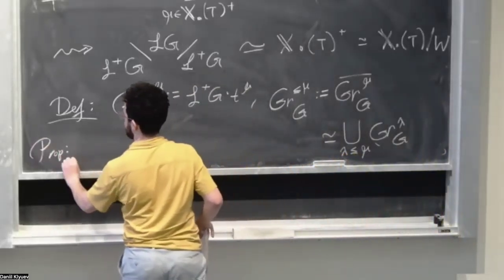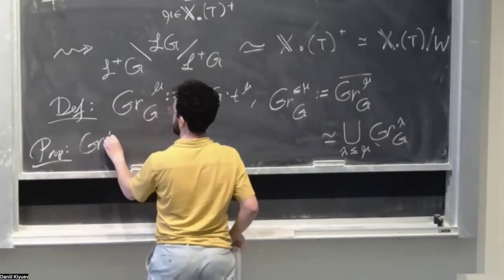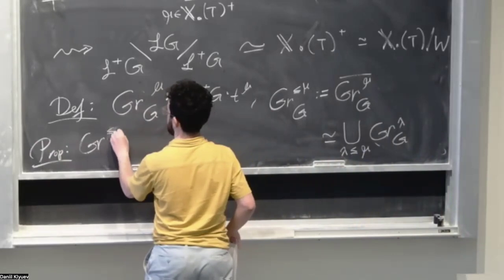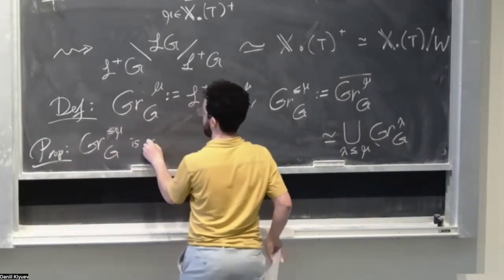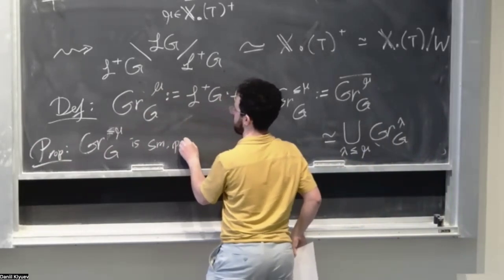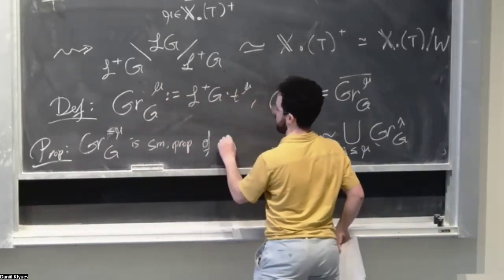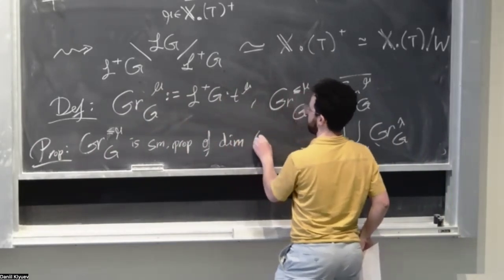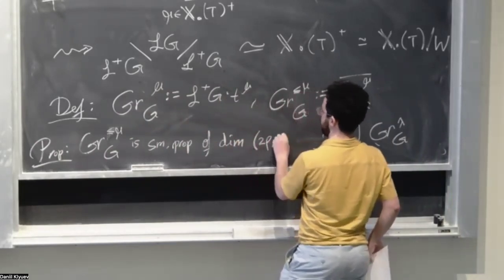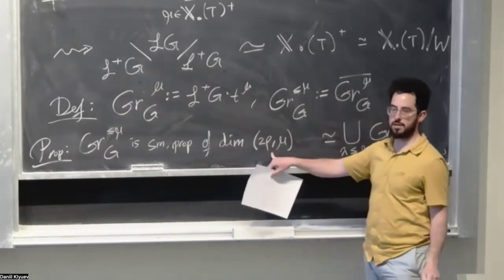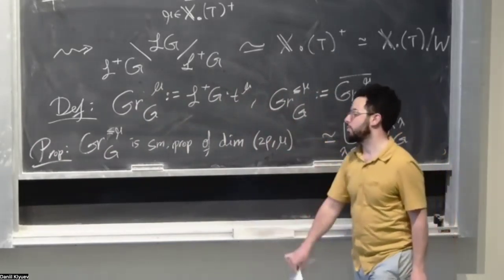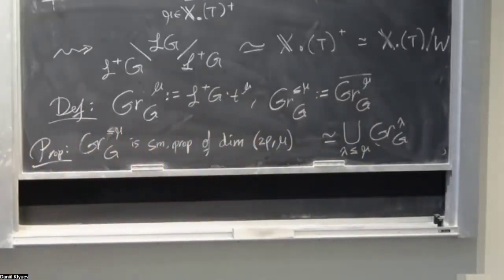Proposition: for mu less or equal, the closed cell is smooth, proper, of dimension 2 rho, where 2 rho is the sum of simple coroots. Proper, yes, the closed cell. Of course, the open one is pseudo, not pseudo proper. I forgot the name for something which has proper closure.